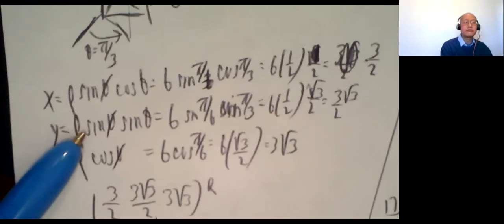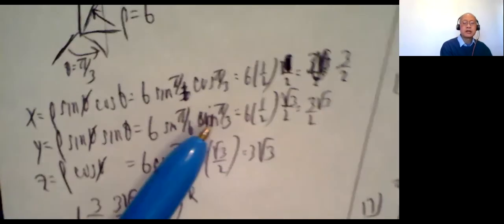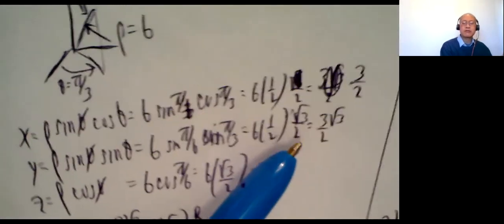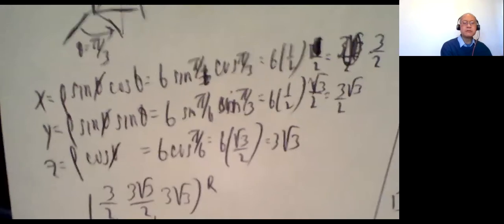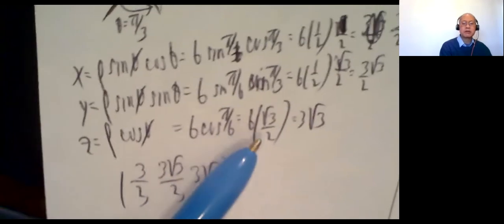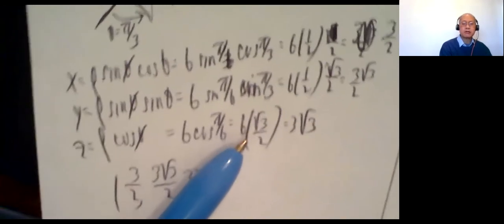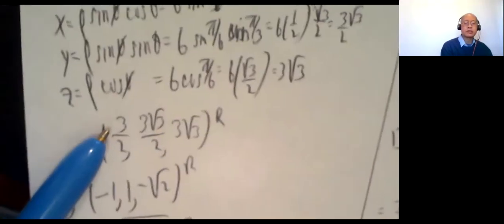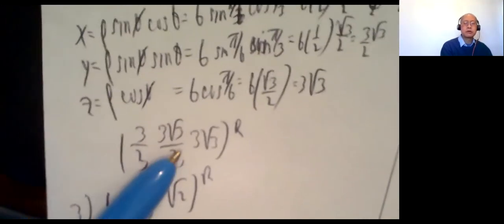Y is rho sine phi sine theta. 6 sine pi over 6 sine pi over 3. 6 times 1/2. Sine of pi over 3 is radical 3 over 2. 3 radical 3 over 2. And then z is rho cosine phi. 6 cosine pi over 6. 6 times radical 3 over 2. Cosine of 30 degrees is radical 3 over 2. 3 radical 3. Okay, so the point in spherical coordinates, 6, pi over 3, pi over 6, is the same as our ordinary rectangular coordinates of 3/2, 3 radical 3 over 2, 3 radical 3.